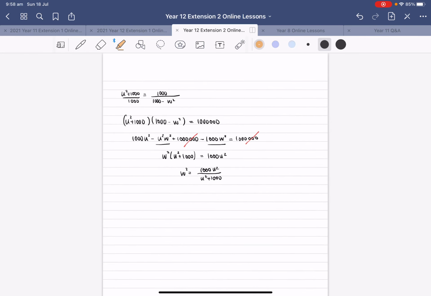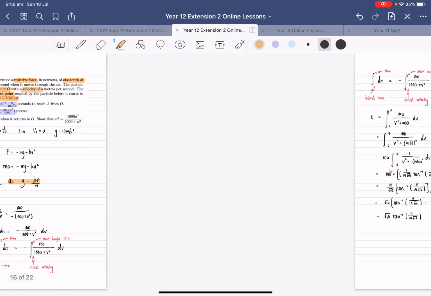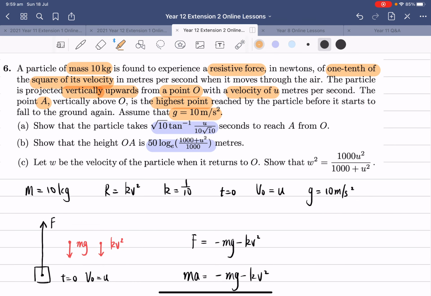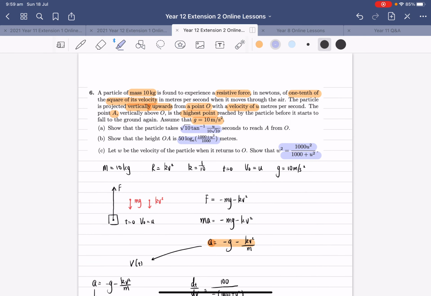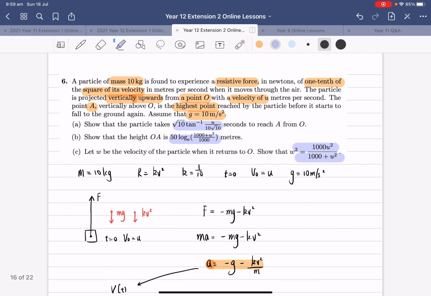Let's check if that's the right answer. 1,000 u squared over u squared plus 1,000. Yes, that's what w is equal to. Pretty crazy, that question at the end. This is an example of a combination of motion going up and going downwards. This is just the second part. I'll use the second question to go through the second part of this vertical resistor motion, and there will be a third part and fourth part to this lesson. I hope you understand what's going on. Thanks for watching.